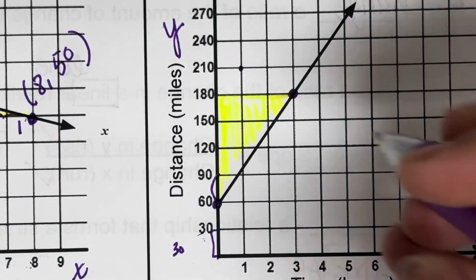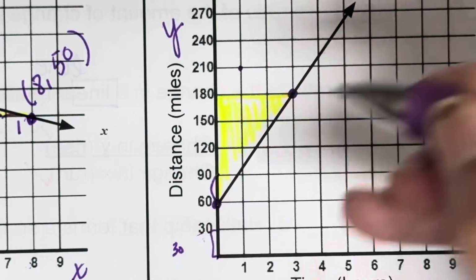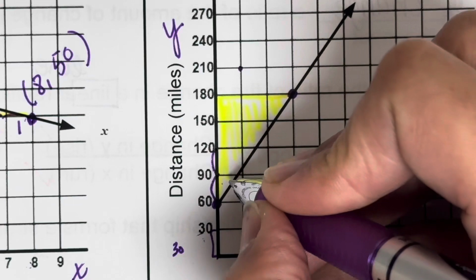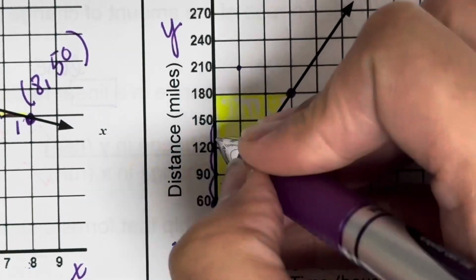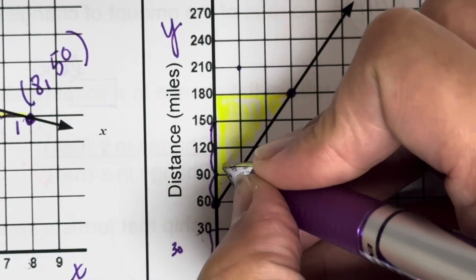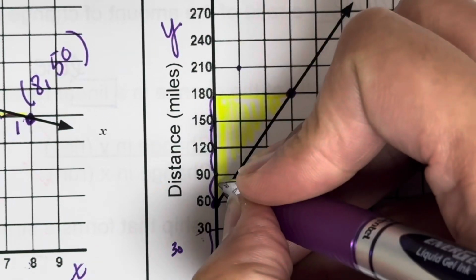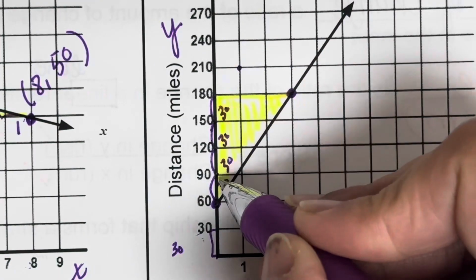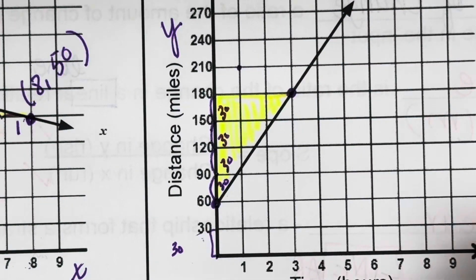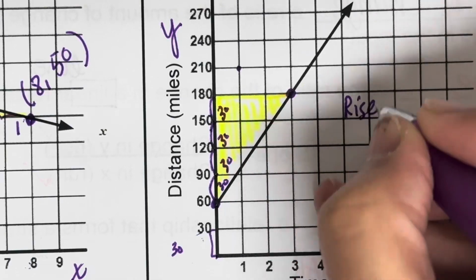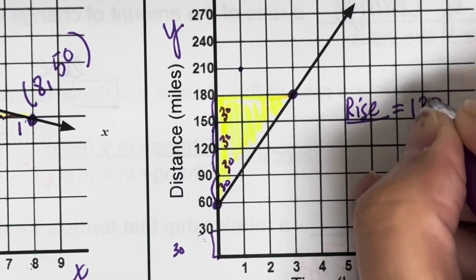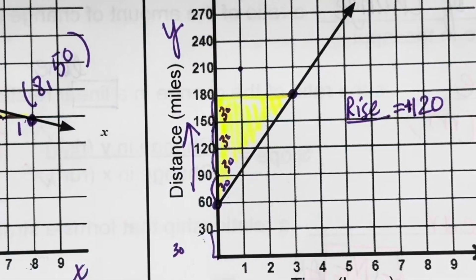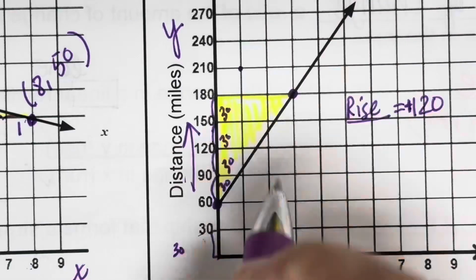So I have to count my boxes by 30. So this is 30, 30, 60. That's another 30, so 90. So this is 90 and another 30, that is 120. So that's 30, 30, 30, and 30. That's a total of 120. So the rise is 120 and it should be plus because you went up. So it is plus 120.